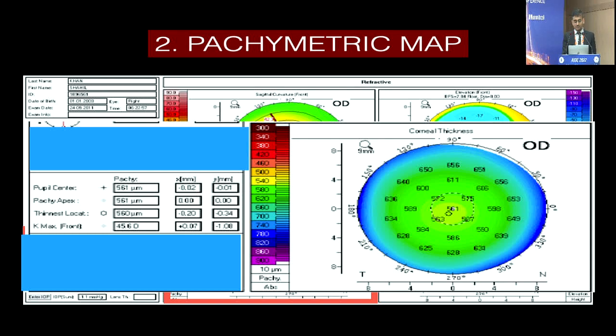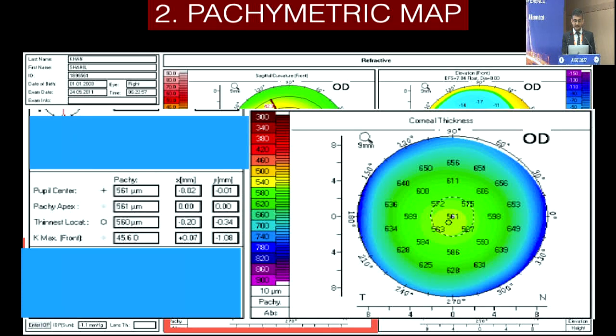So here the important point is the thinnest local. If you have a thinnest local of less than 417, then obviously this patient would not proceed with a refractive surgery. And if it's between 470 to 500, we can consider a PRK if the other parameters are normal. The other thing that we will note is the difference between pachy apex and thinnest local. It should be less than 10 microns.